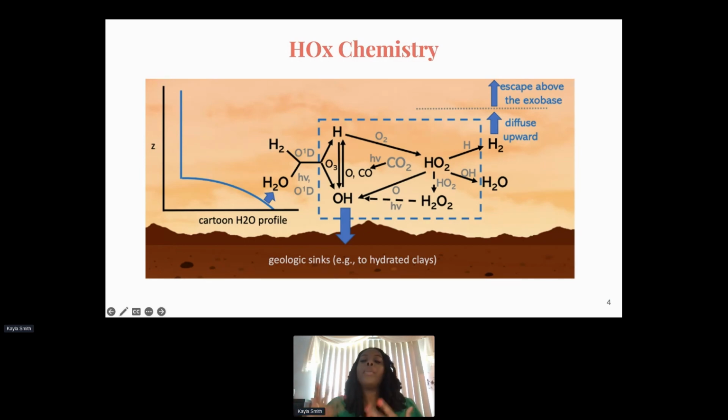So we want to understand how much of the H2 is actually being escaped to space and what photochemical reactions actually contribute to that escape to space of hydrogen. So essentially, this project is wanting to understand if we add more water photolysis into our model, will that actually impact the near surface chemistry and eventual escape to space of H2 in the long run?